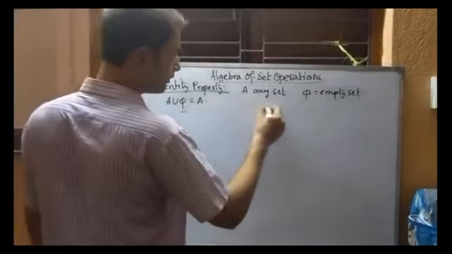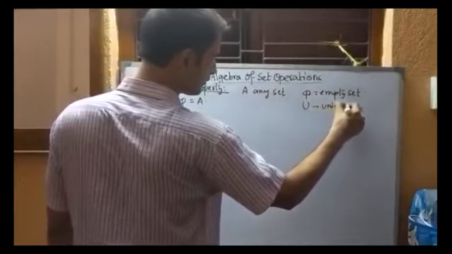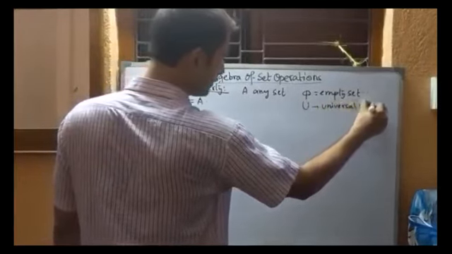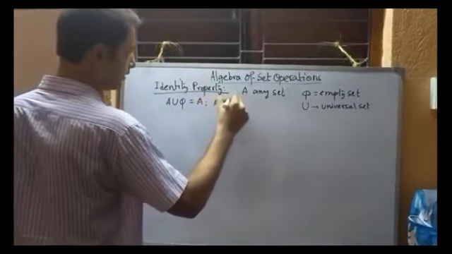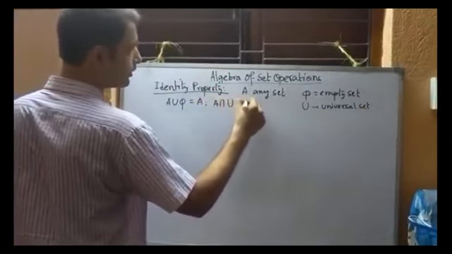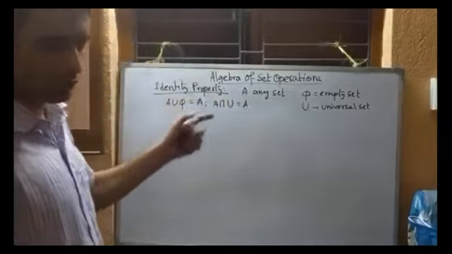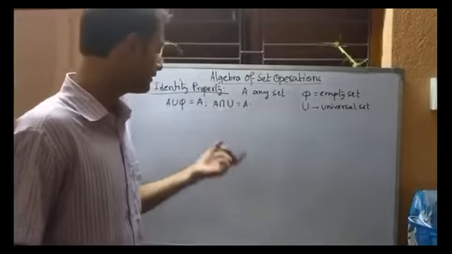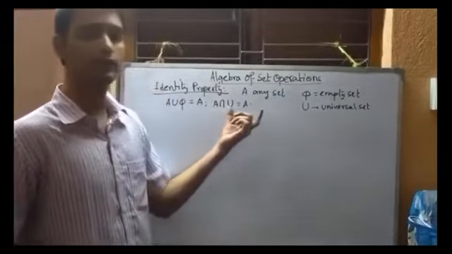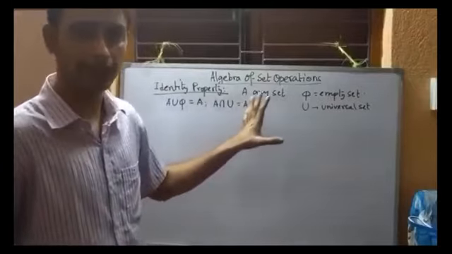And also, if U is the universal set, then we can say that A intersection U will be A itself. So with the universal set, if you take the intersection with any set A, then A intersection universal set will be again the set A.